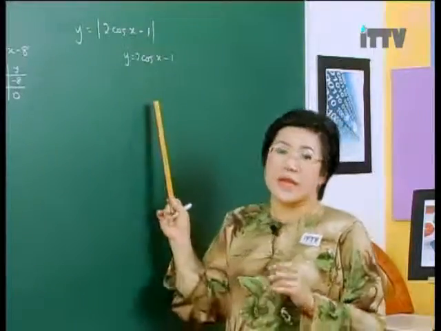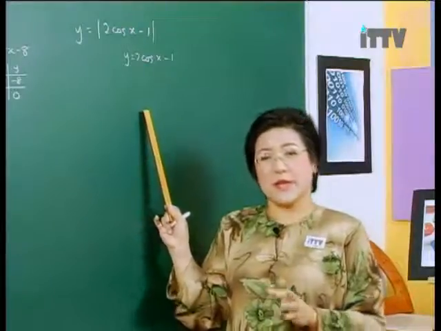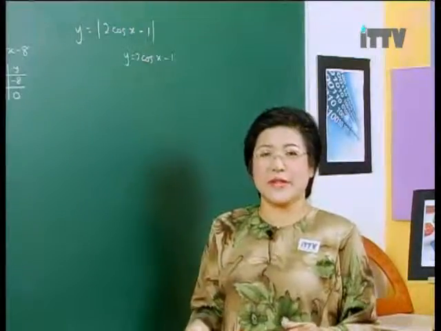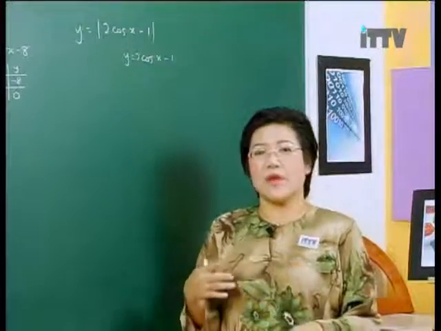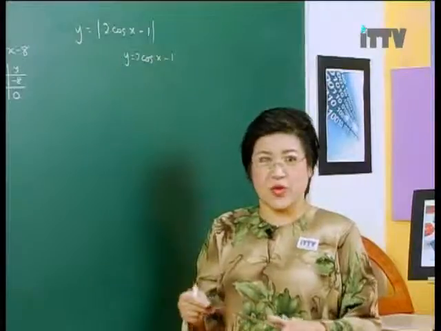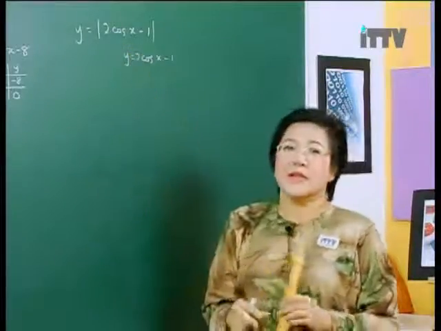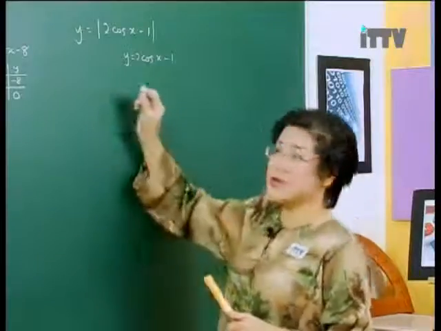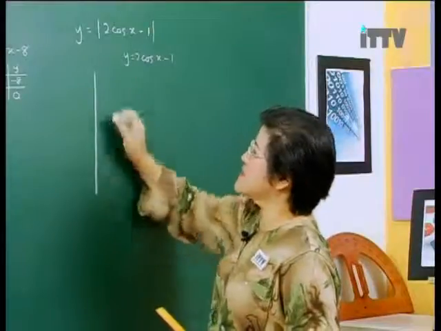But there are gadgets these days, such as the graphing calculator, that can help us to get an idea of how the graph looks like. Anyway, let's just see how the concept of reflection on the x-axis could help us to sketch the absolute value function. Firstly, the graph of y equals 2 cos x minus 1 looks roughly like this.